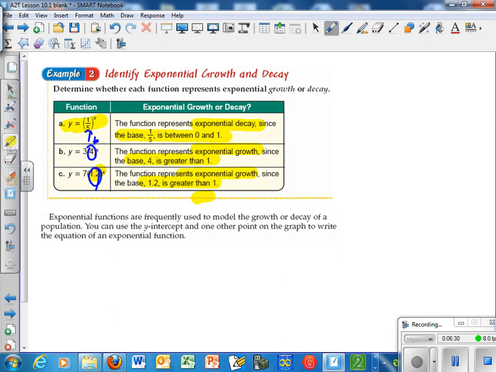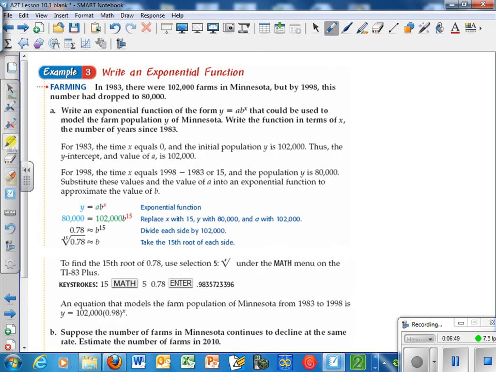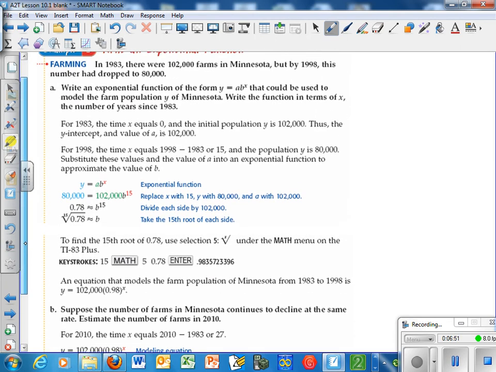Exponential functions are frequently used to model the growth or decay of population. You can use the y-intercept and one other point on the graph to write the equation of an exponential function. So if we know what the y-intercept is, or what a is, because a is always going to be the y-intercept, and we know another point, we can write the equation. And we'll look at an example here. Now this is a word problem example, and I'll do another one at the end.